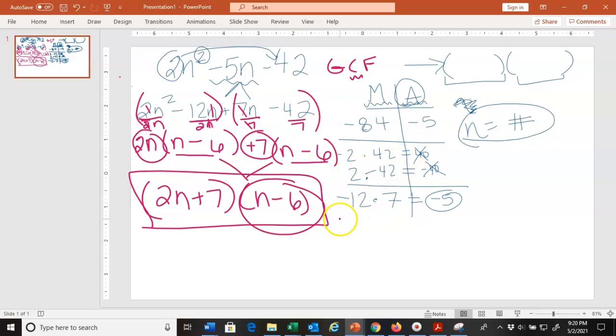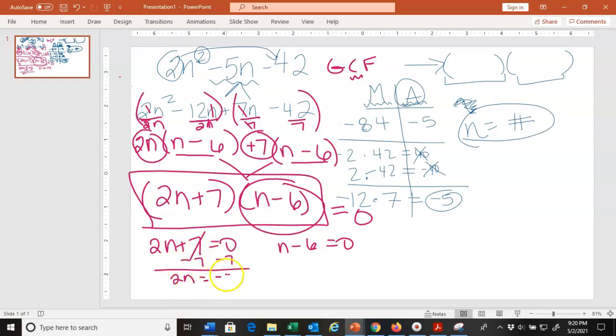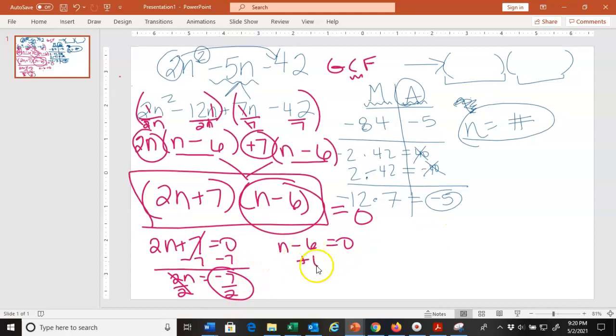So if we were to continue solving this though, like if we set this equal to 0 and we wanted to get the solutions, we would take each of these and set them equal to 0 and solve for n. So we want to get n by itself. We'll subtract 7 from both sides and divide by 2. And you get n equals negative 7/2. Over here, we would just add 6 to both sides and you get n equals 6. So these are the solutions. See how you can kind of work backwards from the solution to the factor?